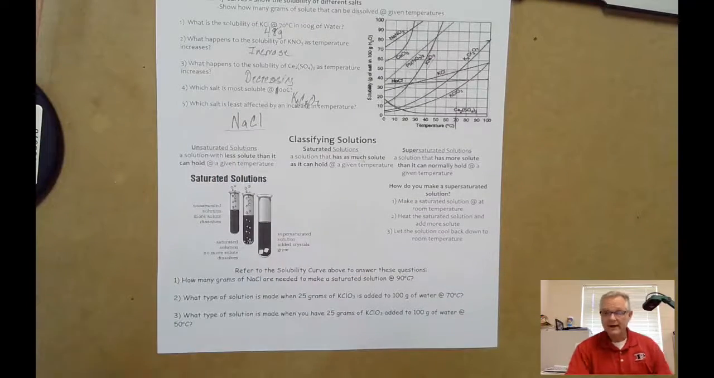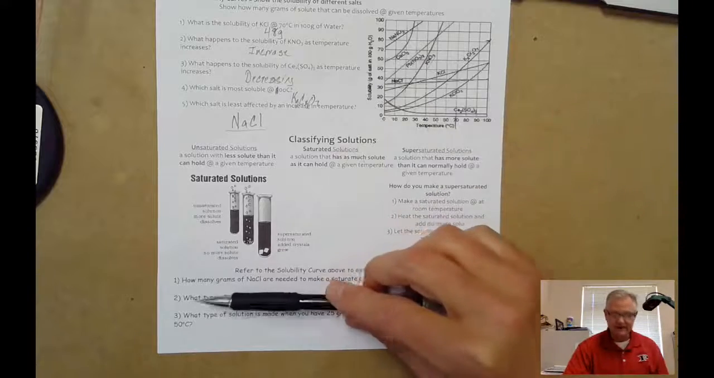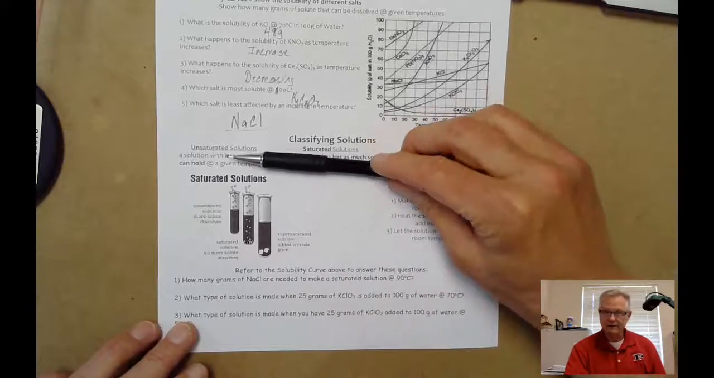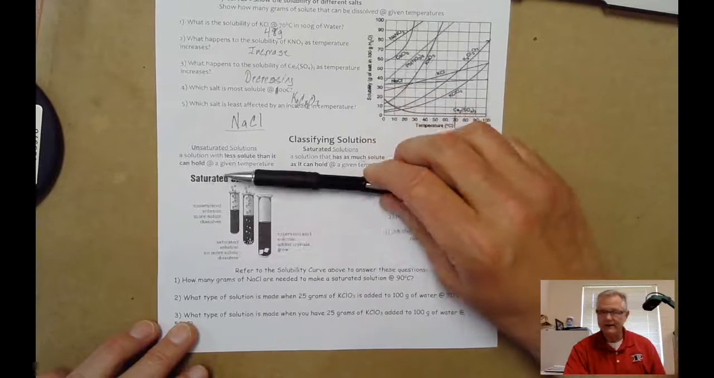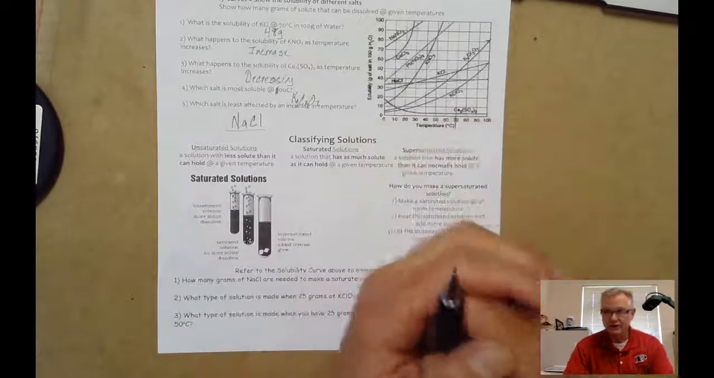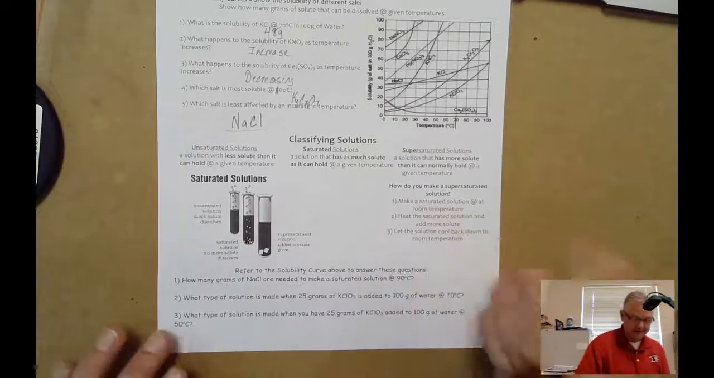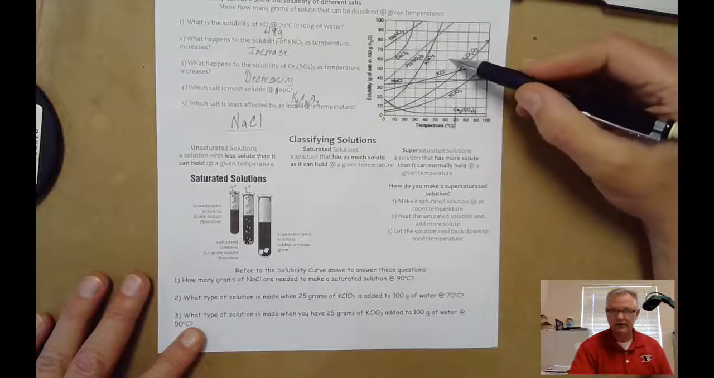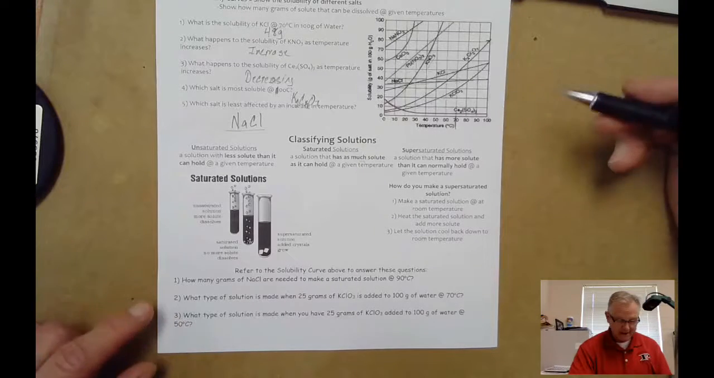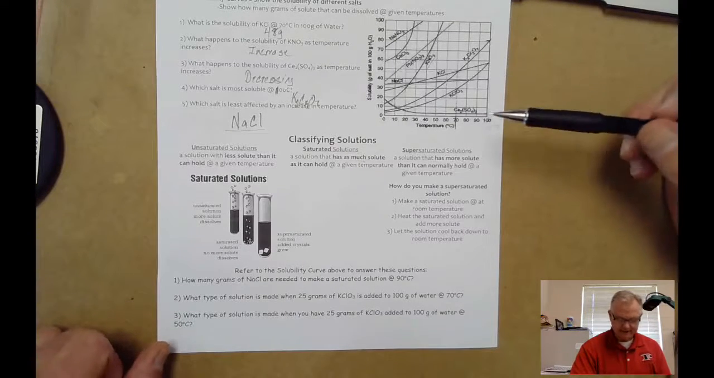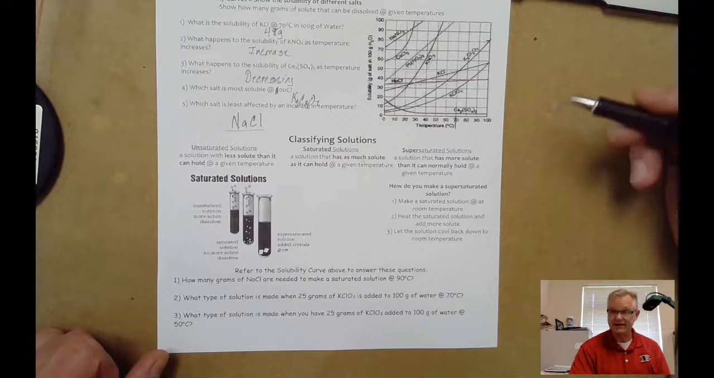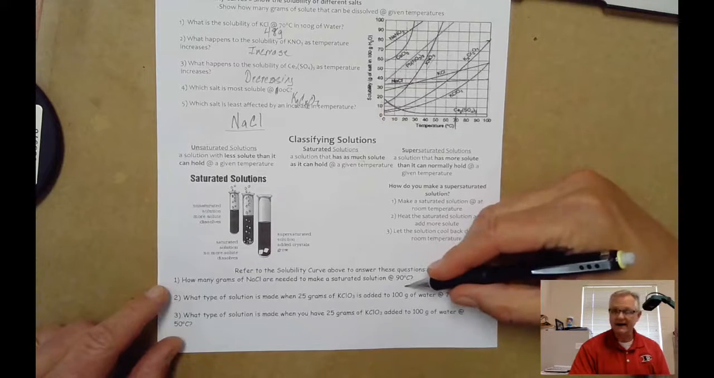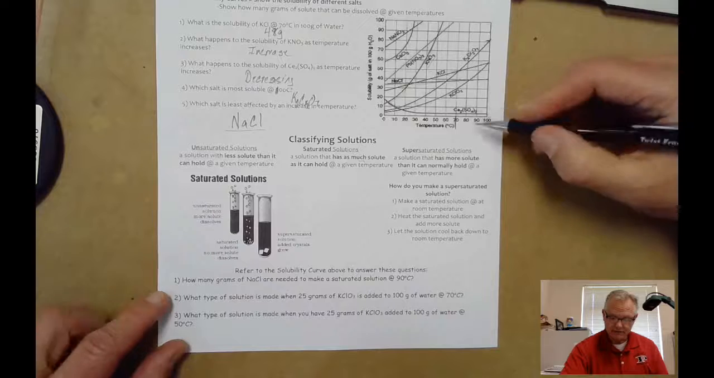So, guys, I'm going to come back over here and I'm reading this last set. If you remember in yesterday's class, we covered the saturated, unsaturated, and supersaturated. So I'm going to go ahead and it says refer to the solubility curve. That's the one we've been using. It says how many grams of NaCl are needed to make a saturated solution at 90 degrees Celsius. So the temperature's down here.